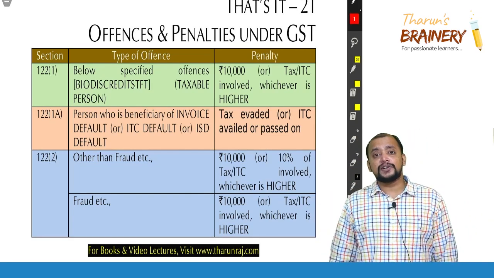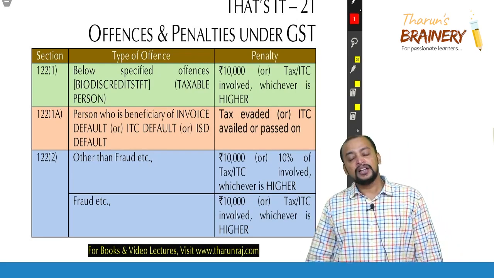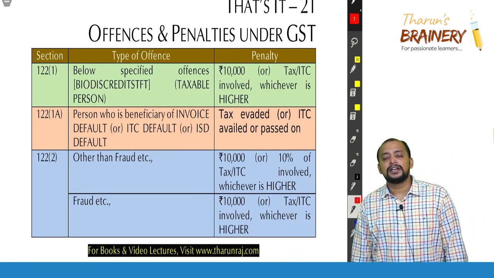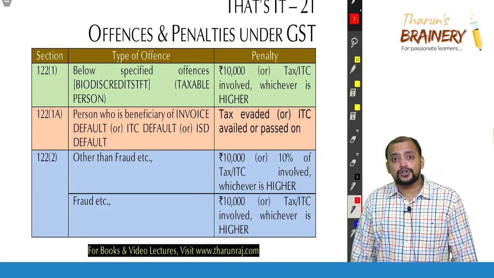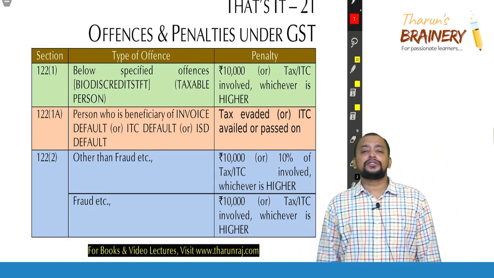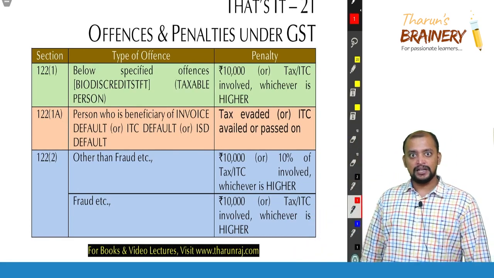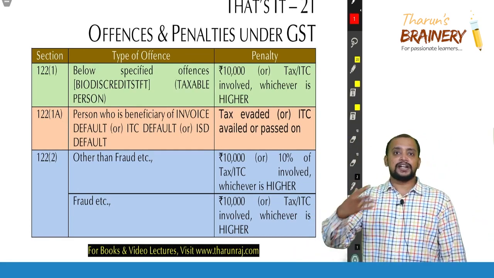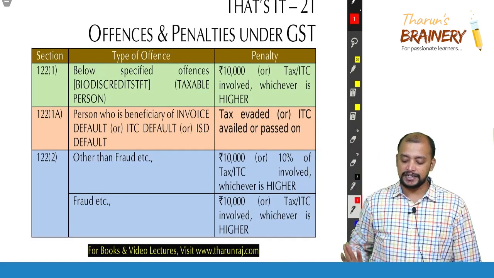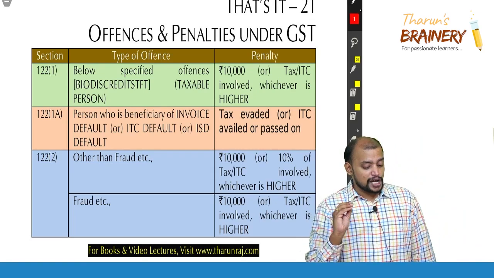There is a big list of 21 offences. These 21 offences lead to a penalty which is 100% of the tax or ITC or refund involved or 10,000, whichever is higher. So tax or ITC or refund 100% or 10,000, whichever is higher, will be the penalty. Okay. Now what are those offences?